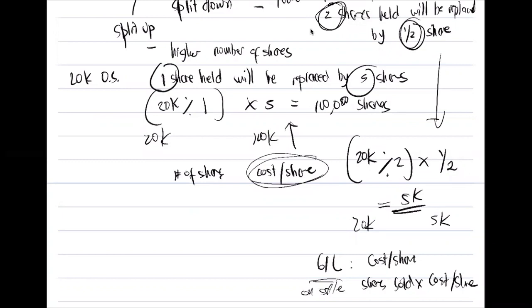Now, we go with the effect of the shares as to the number of shares and the cost per share. First, as to your number of shares. If that is a split up, what is the effect on your number of shares? Increase. Cost per share. Of course, since the number of shares will increase, the cost per share will decrease. Kasi nga, inverse yung relationship nila.